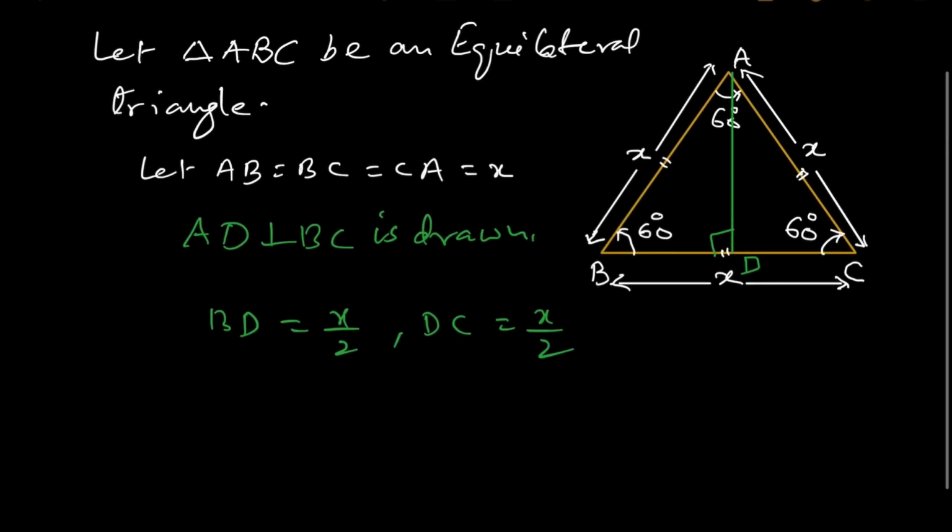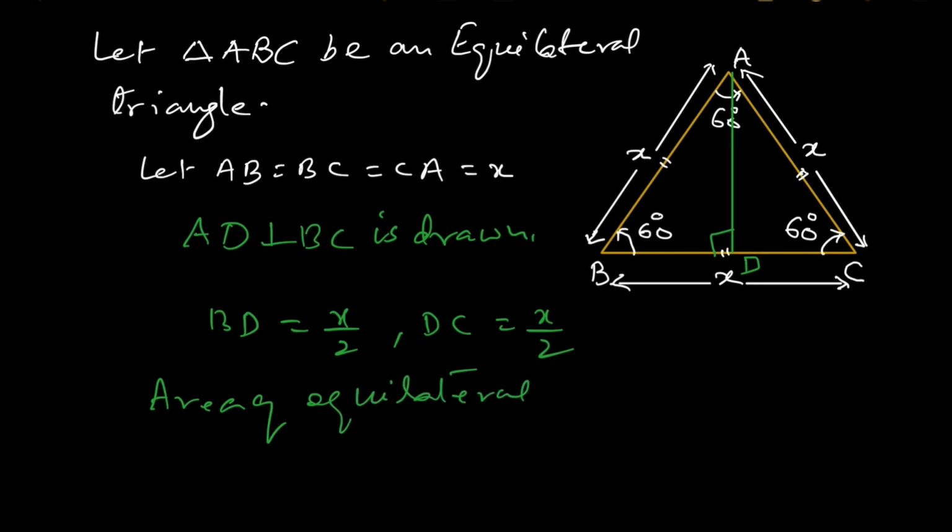Now, to find out the area of this triangle ABC, the formula is: area of equilateral triangle ABC is equal to 1 by 2, its base BC, and what is the altitude or height? AD. We have drawn AD. BC means x, you know, but AD you don't know. With the help of this information, if you are able to find AD, then the problem is solved.